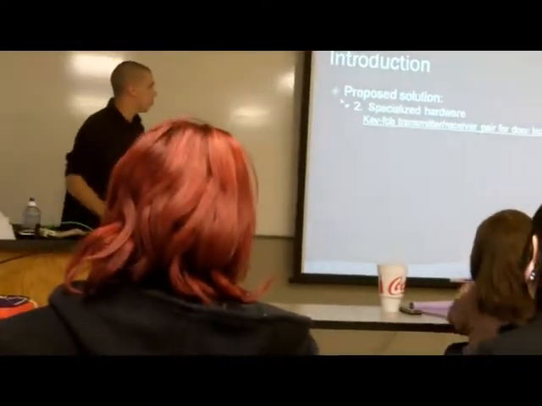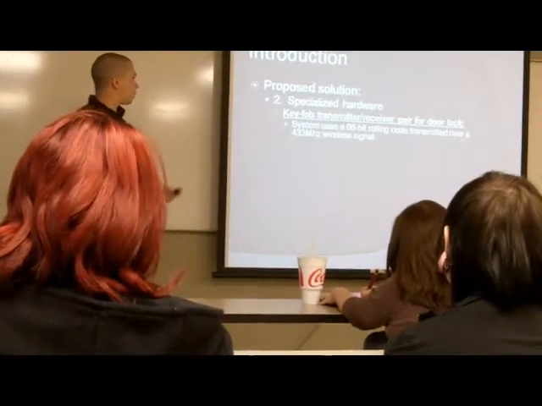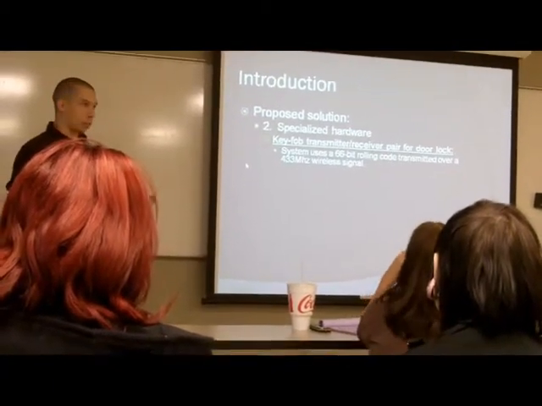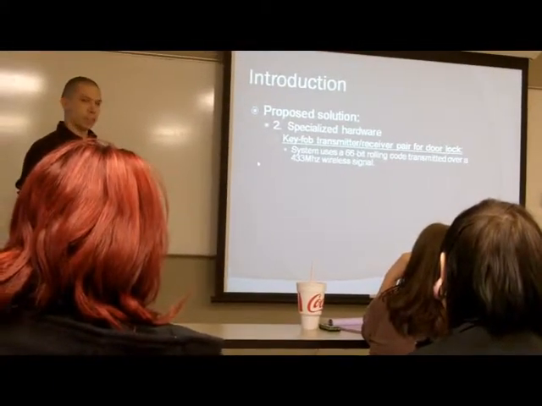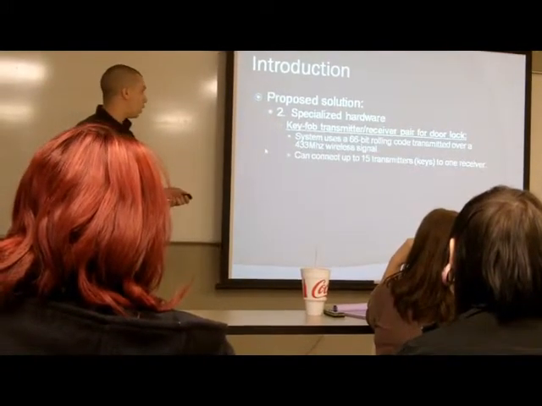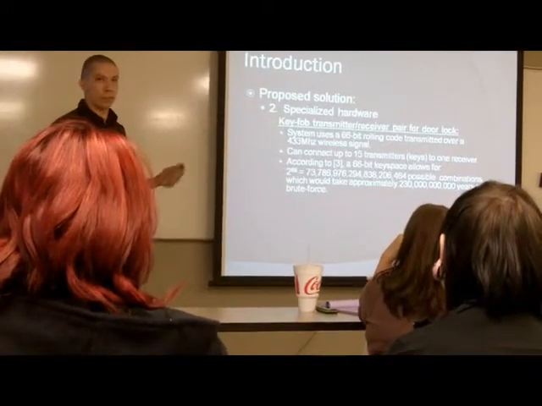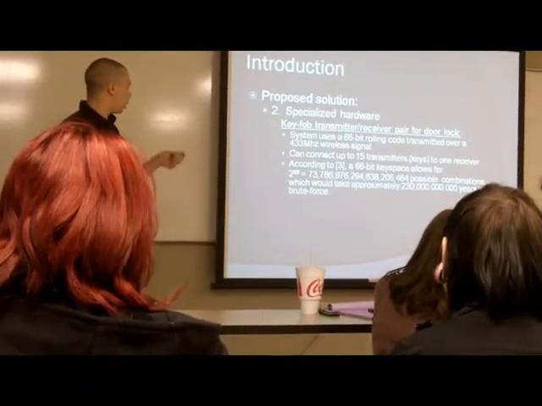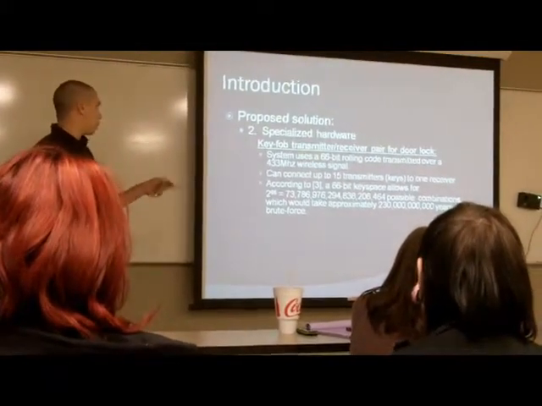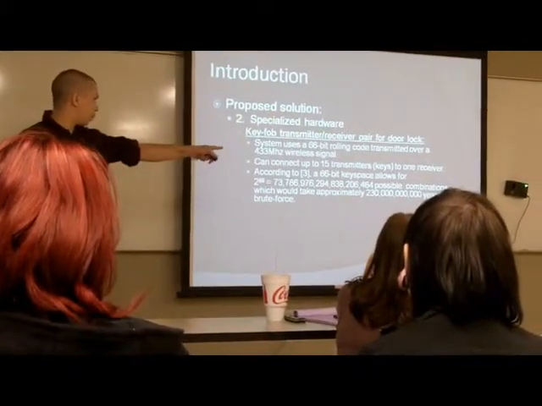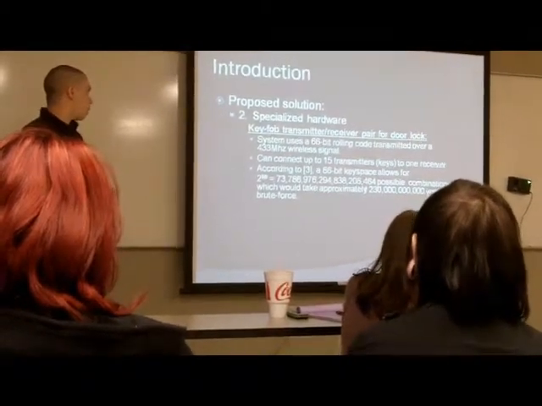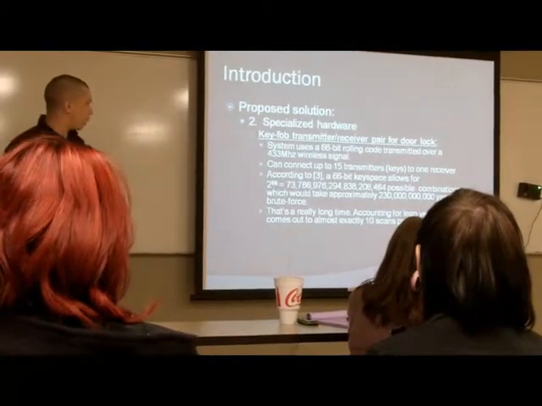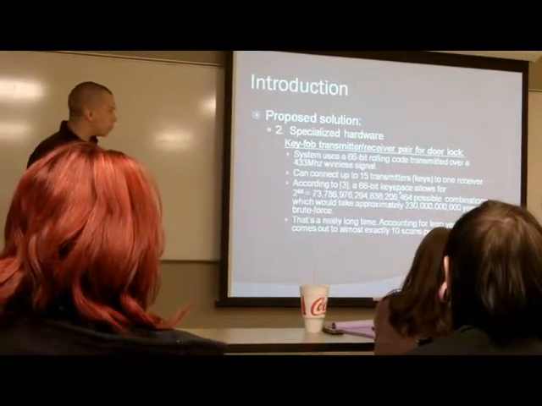So, to start, it uses a 66-bit rolling code. Every time you push the button here, it sends a different value. So someone listening with their own receiver can't just send the same code and get into your house. You can connect up to 15 transmitters. So say you've got a bunch of roommates, you don't have to get keys made, just sync with that. According to the paper that came with this, 66 bits allows for this big number of combinations. So at about 10 scans per second, it would take 230 billion years to brute force every combination.